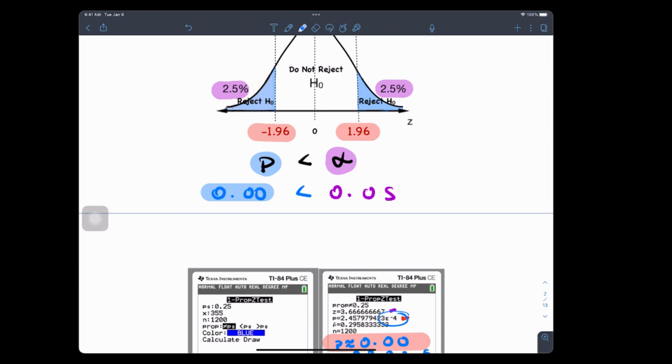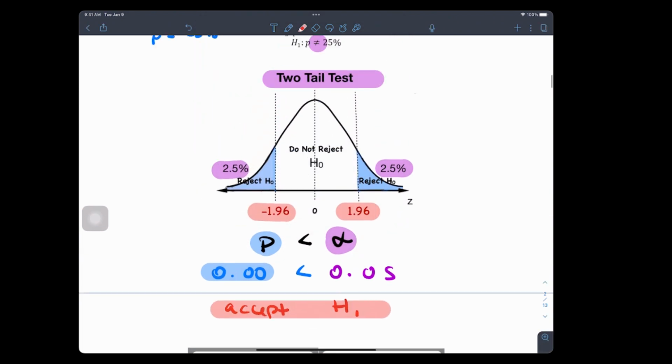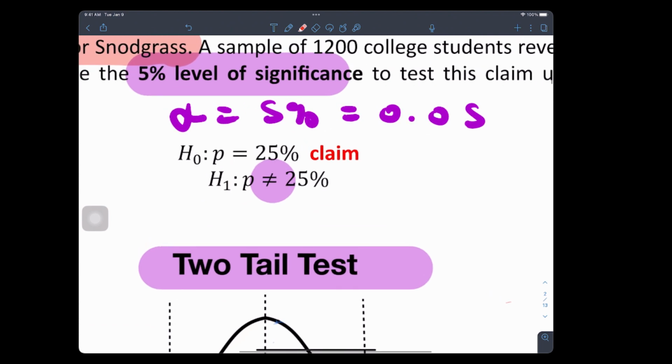Is that true? Is 0.00, which is being broke, less than a nickel? Yes. What does that mean, ladies and gentlemen? Automatically accept what? The alternate hypothesis. You guys okay with that? This is what I'm saying to you. If you have that satisfied, we automatically accept the alternate. So what is the alternate? The proportion is not 25%.